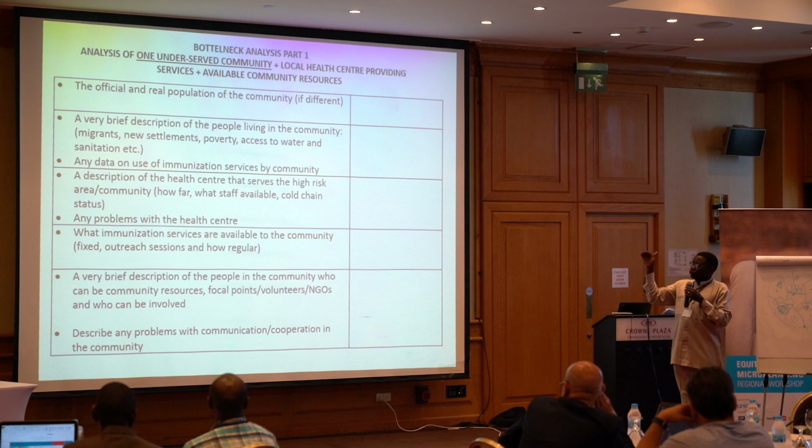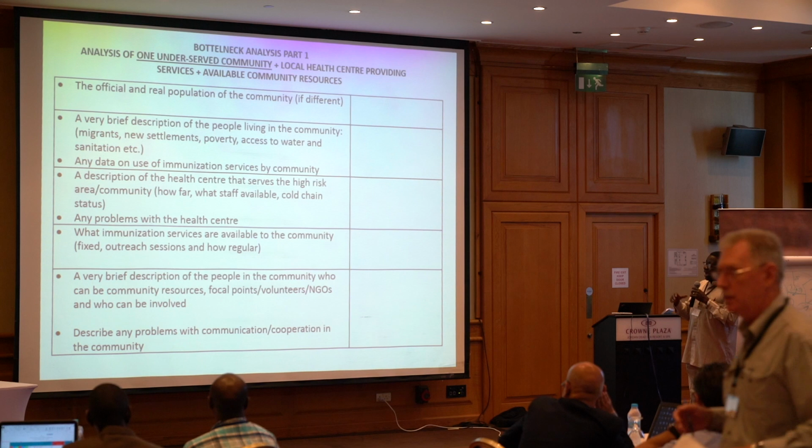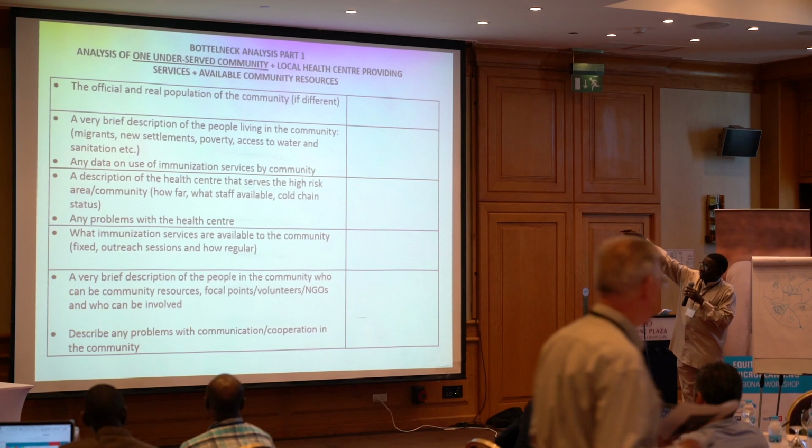Then a description of the health center that serves the high-risk area or community. How far are they? What is their capacity in terms of staff, cold chain status, transport, etc.? And any problems with the health center. All this will come when you are talking to the health center itself. They are the ones who are going to tell you. And the second row is for when you are talking to the communities themselves.